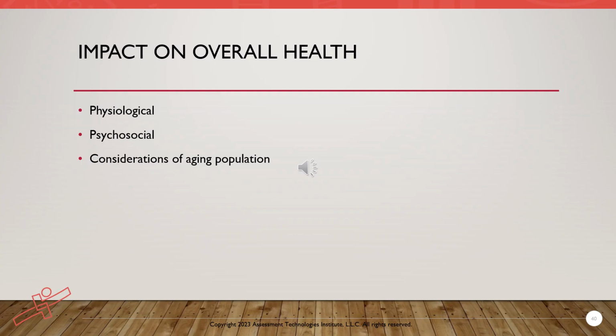An amputation affects a person far beyond the loss of a limb. It influences physiological functioning, psychological well-being, mobility, social participation, and long-term health outcomes. Understanding these impacts helps nurses provide holistic, compassionate, and effective care.